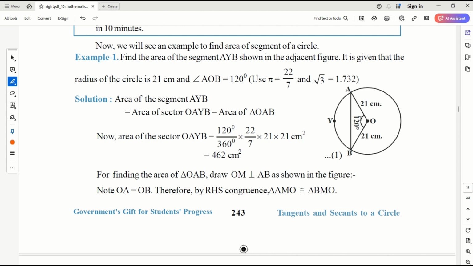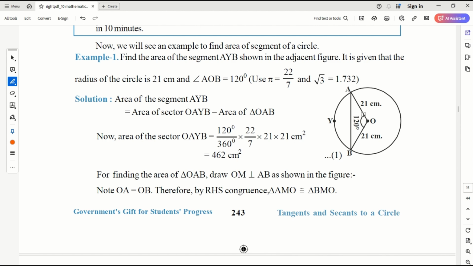Now you have to subtract this triangle area. Correct. How do you do that? You need to find the perpendicular altitude of this triangle. How do you find it? You draw altitude from O to, let's call it D.